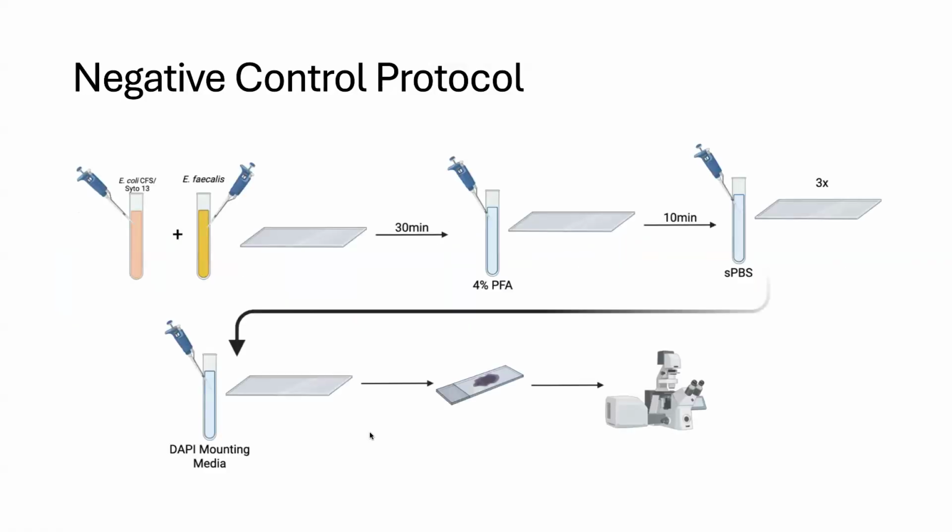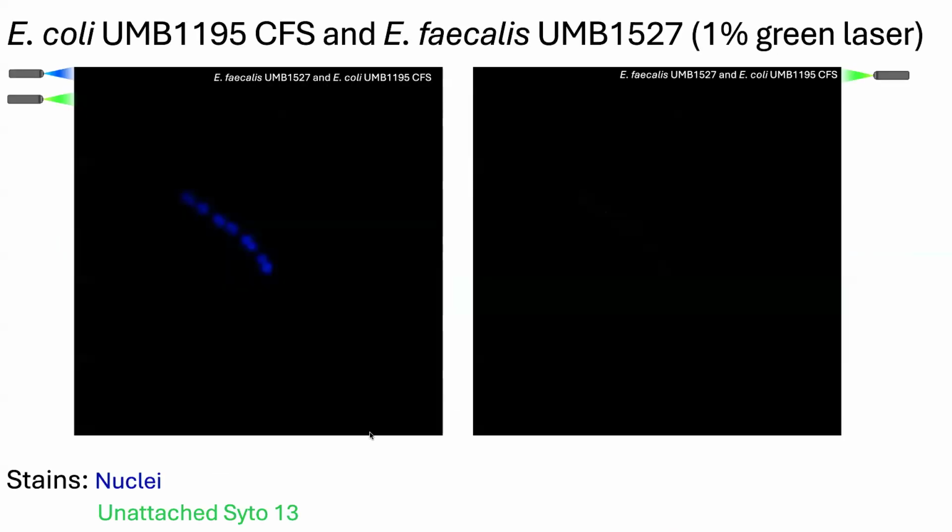So we took that E. coli cell-free solution, so there's no E. coli in there, and then the E. faecalis, and we added it to a cover slip, and then we went through that same process of fixing, washing, and mounting with DAPI.